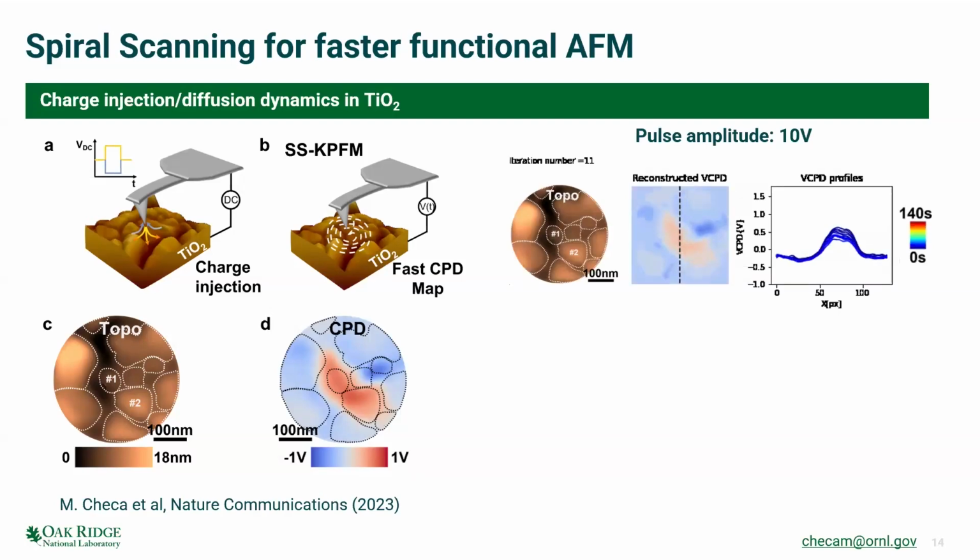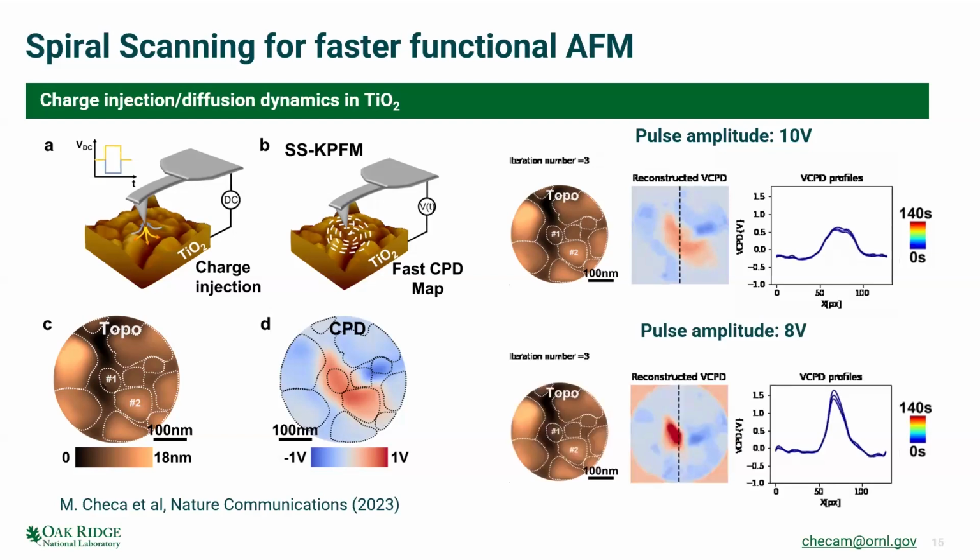In the area in the middle, we can see that we've injected some charges, and we can see the relaxation and diffusion of those charges. In this case, we injected charges in 2 different grains because the pulse amplitude was 10 volts. But we can also do a pulse amplitude of 8 volts, and then we can see that we only inject the central grain. So we can study the charge diffusion and reorganization with much faster temporal resolution, whereas in state-of-the-art KPFM those processes would be masked, because they happen in the range of seconds or something like that.